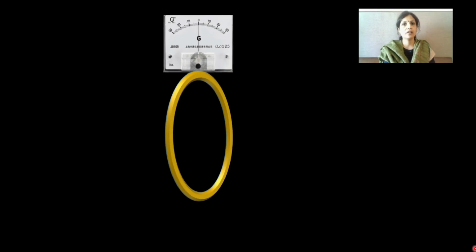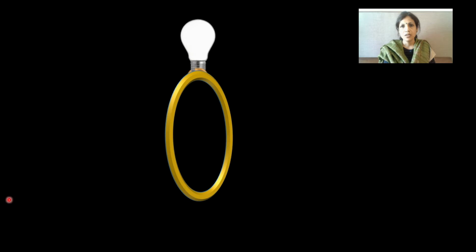So we have taken a ring and we will need a current sensing device. A galvanometer is a current sensing device, a device used to detect the presence of current in the circuit, and it is also used to find the direction in which the current is flowing in the circuit. But for our experiment, to make it more interesting, in place of a galvanometer, let's have an electric bulb. So if current is generated in this coil, the bulb will glow.